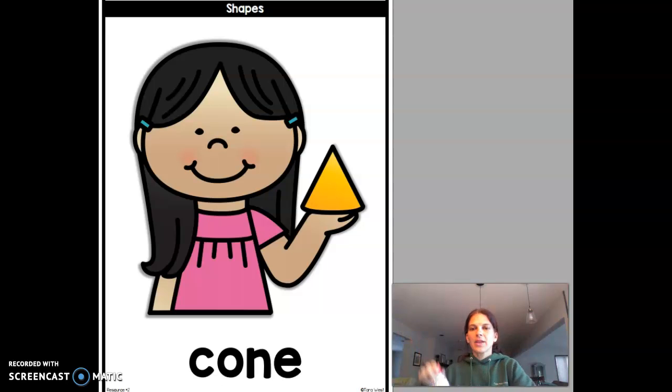Here, the little girl is holding a cone. And can you spell it with me? C-O-N-E, cone. Here's the cone that I found. It has one flat surface, which is the bottom, and no vertices. This is a rounded side. Just one flat face or side.